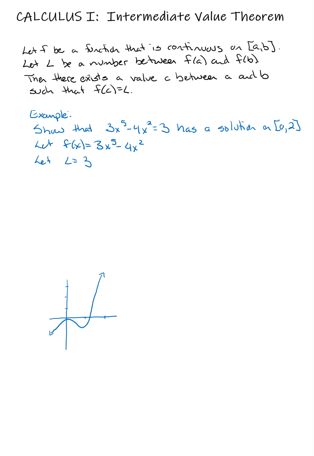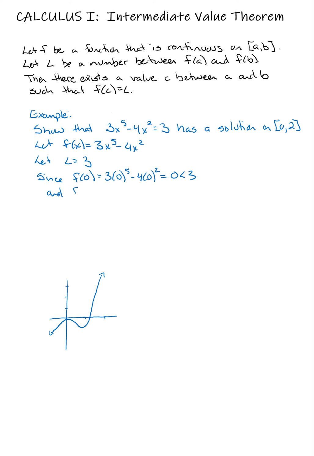All right, to begin with, I need to take a look at this interval. Now again, our interval here, those are x values. So let's take a look. What is f of 0, the first endpoint? Well, looks like we end up with just 0, which is less than L, which is 3.